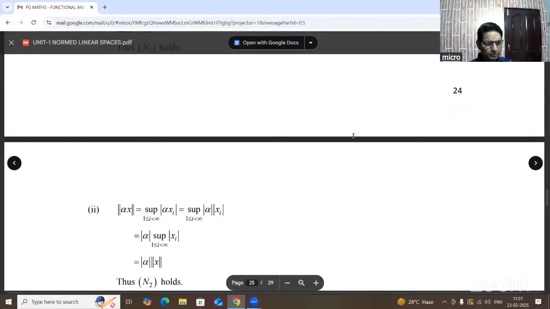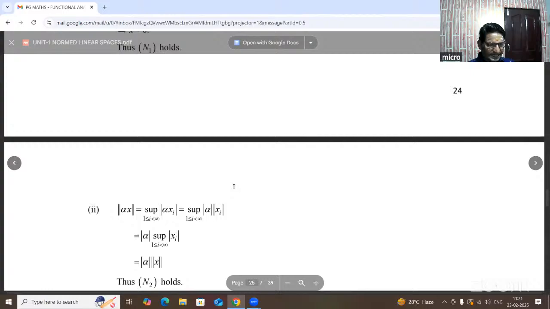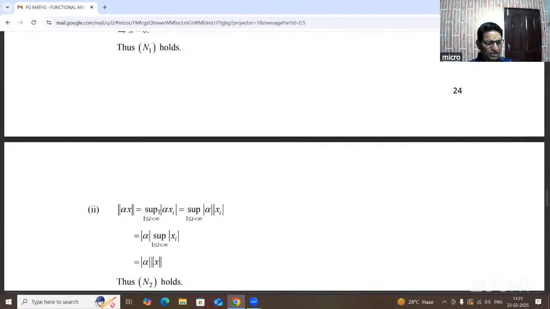The second condition is norm alpha x equal to supremum of mod alpha xi. So that is supremum of mod alpha into norm xi.